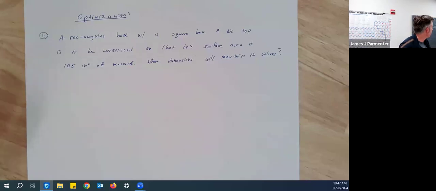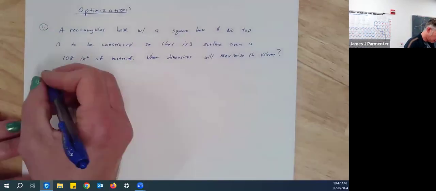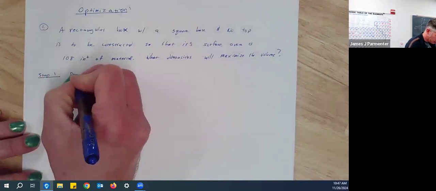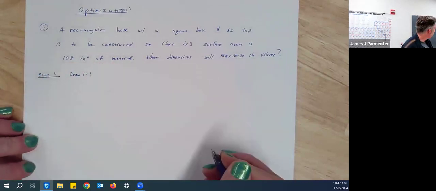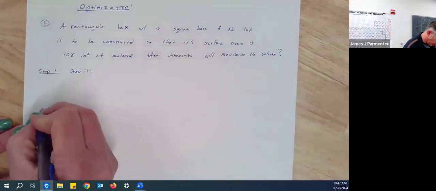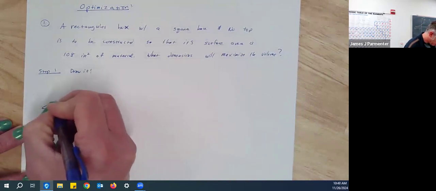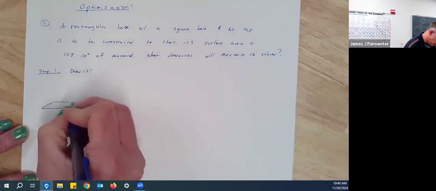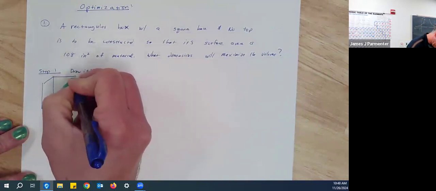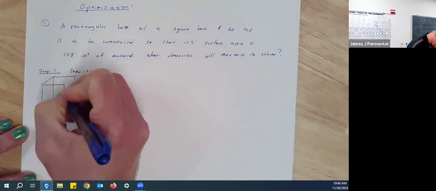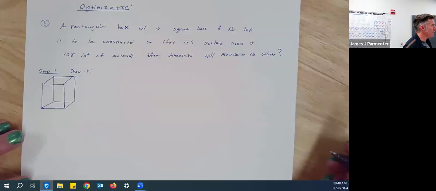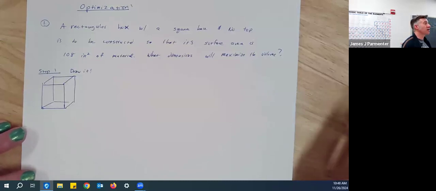And most of the time, the first step is to draw a picture. Step one, draw the box. So great, let's see. It's a rectangular box with a square base. So here's my base that's square. Yeah, I'm drawing it like that. It's fine. And then it has some height. And it looks like I've drawn it just slightly taller than it is wide. So it's not a cube necessarily. It could end up being a cube.